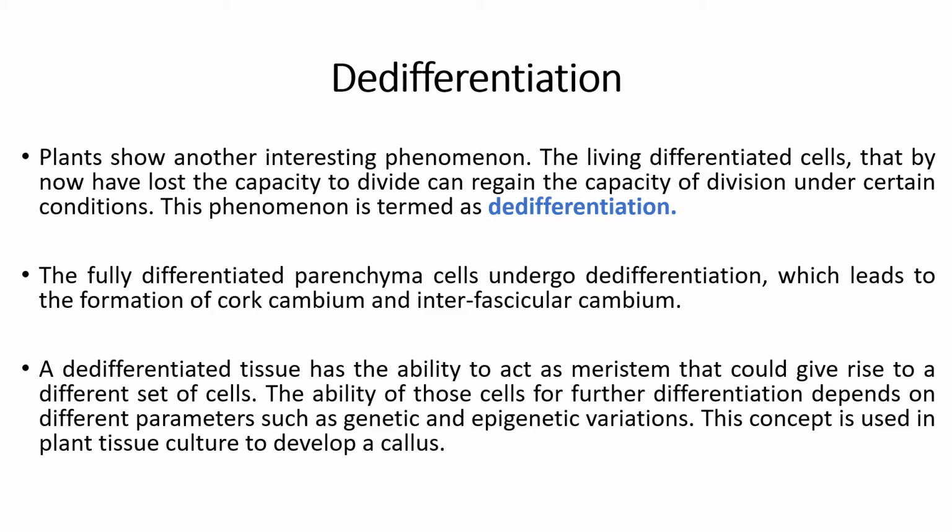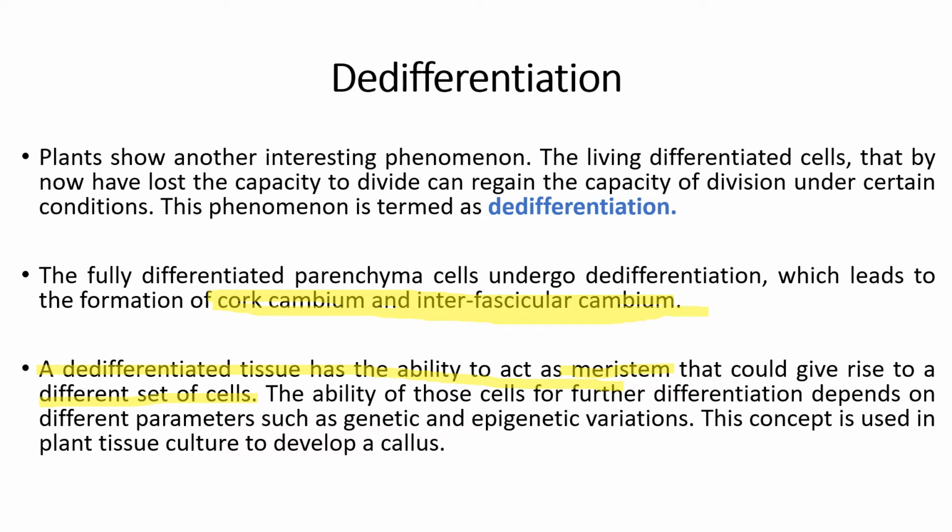So in plants, living cells lose their capacity to divide and then regain the capacity of division. The fully differentiated parenchyma cells undergo de-differentiation, which leads to the formation of cork cambium and interfascicular cambium. A de-differentiated tissue has the ability to act as a meristem that could give rise to a different set of cells. Only the de-differentiated tissues have the capacity to act as a meristem.